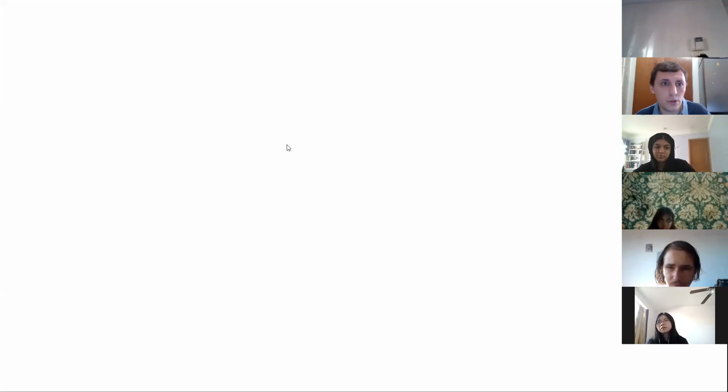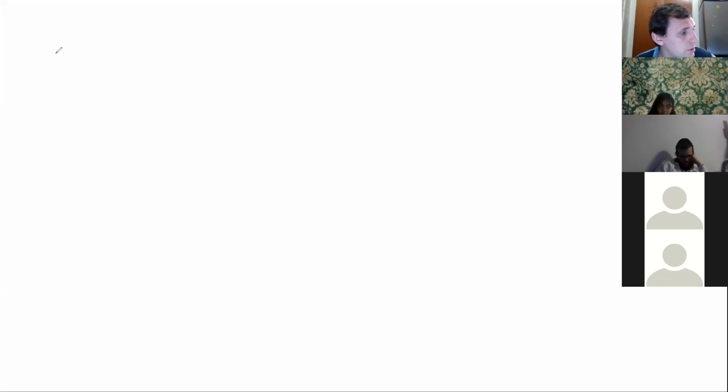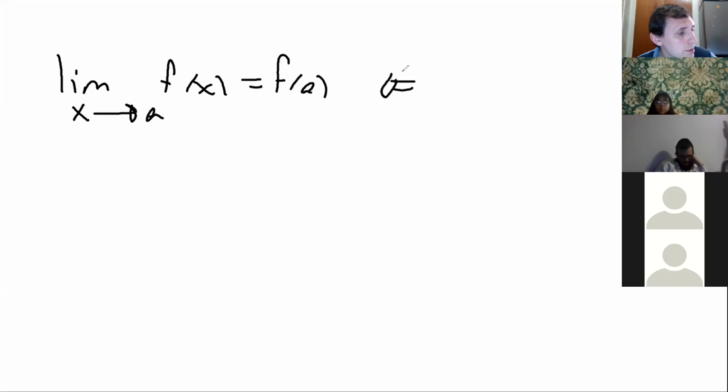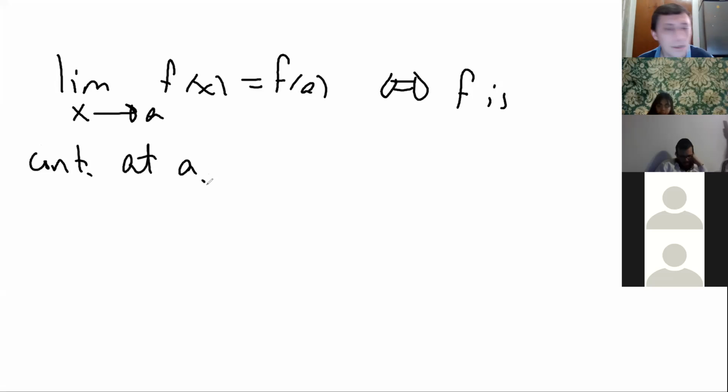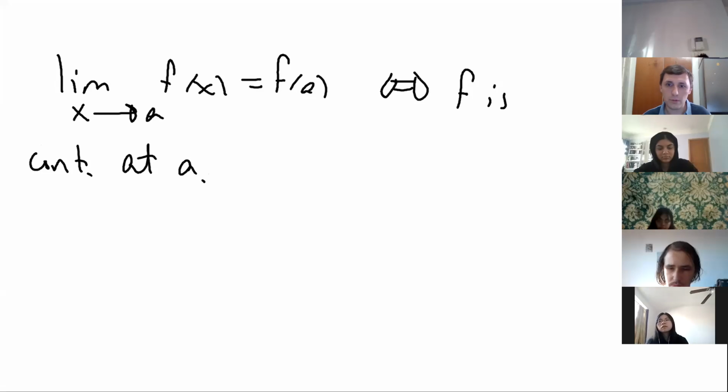Right? So do you understand the reason that continuity is defined as limit as x goes to a of f of x equal to f of a? That means that f is continuous at a. Do you all understand why that's the case? I spoke about it before. If you don't, then you forget this idea instantly.